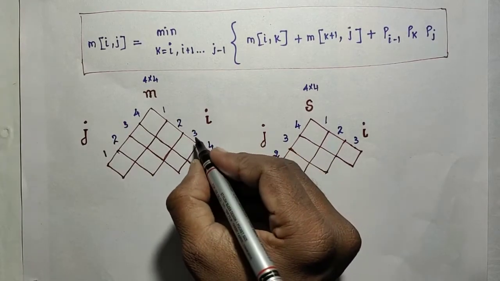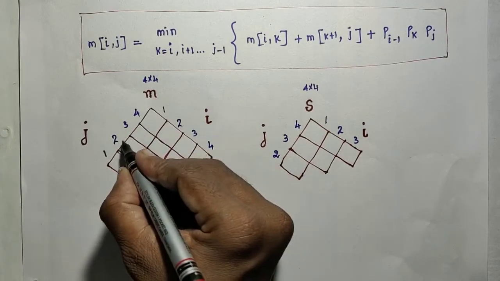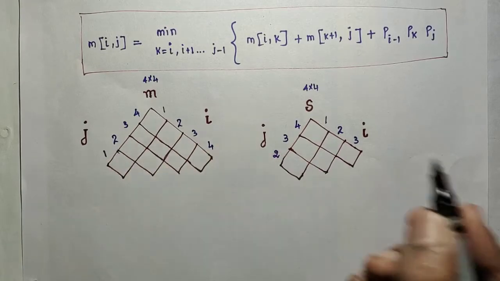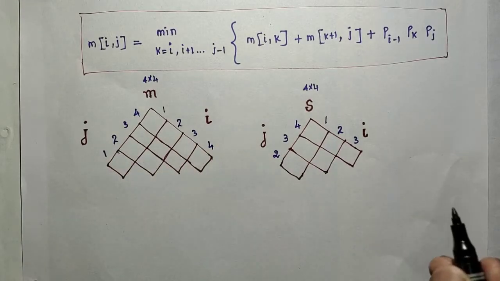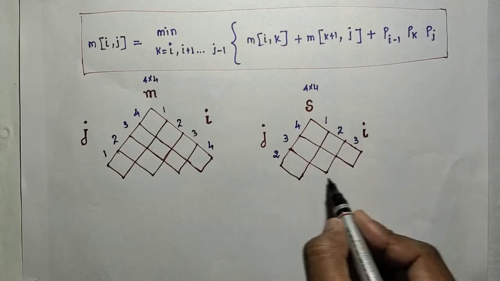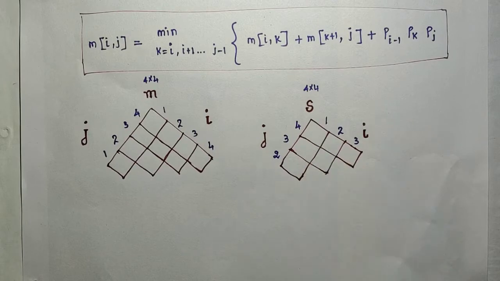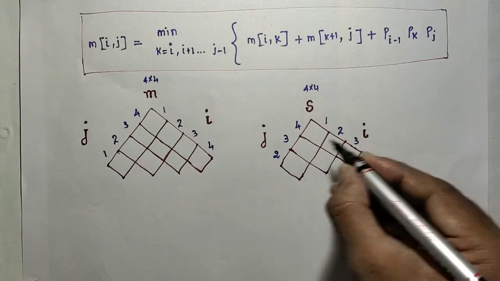Similarly 3 comma 4 means this cell, and this cell means 1 comma 2. Like that we have to consider. In this also we need only these boxes; the remaining is not needed. Here also, this side I, this side J.